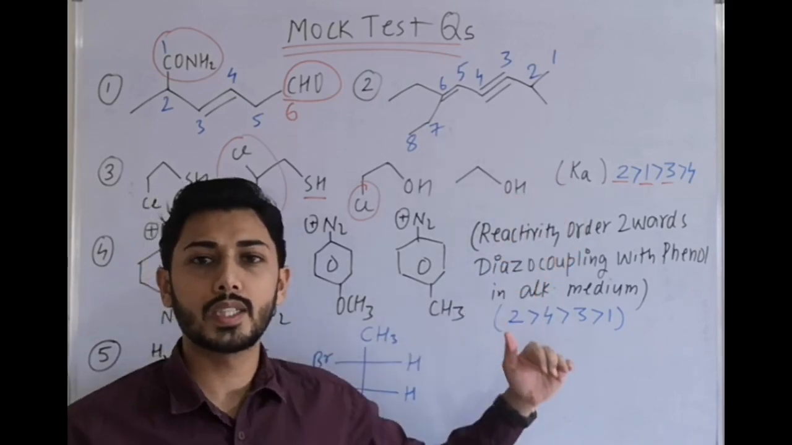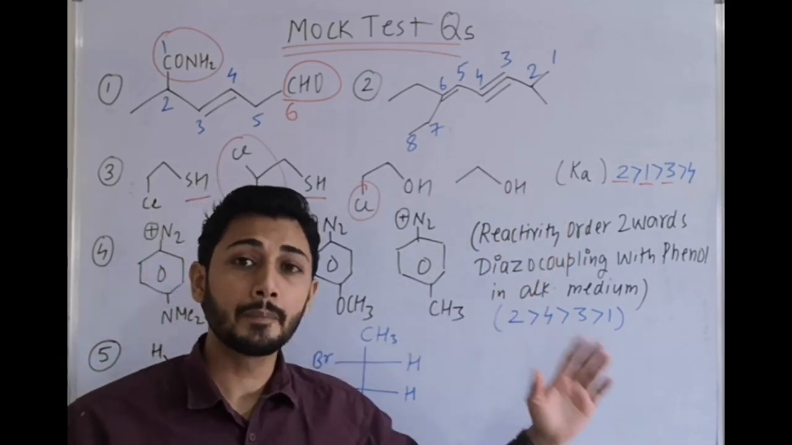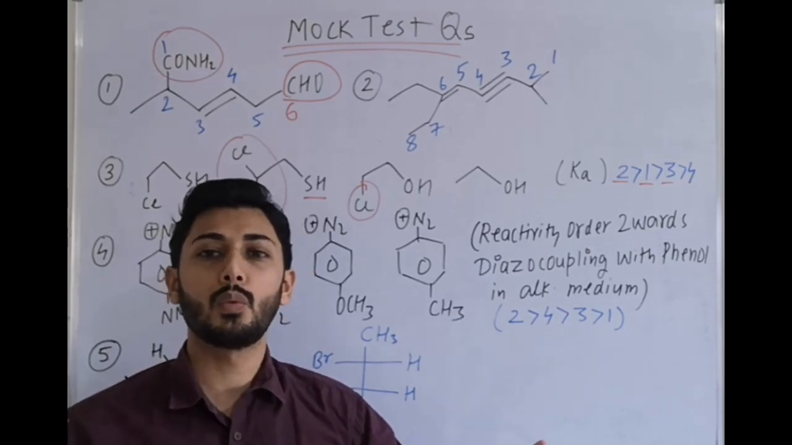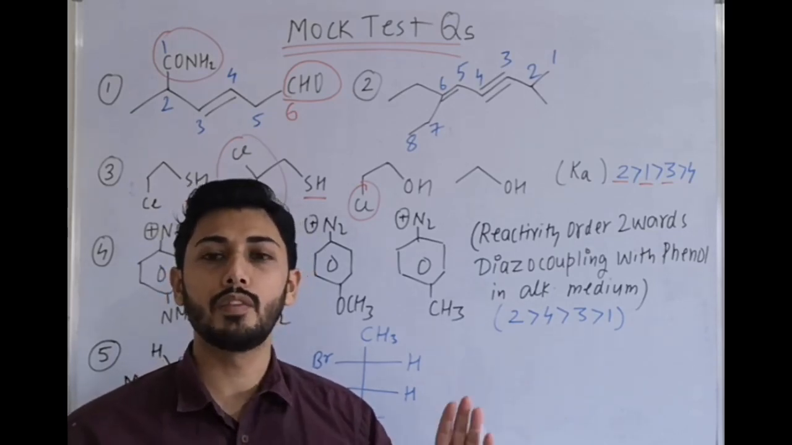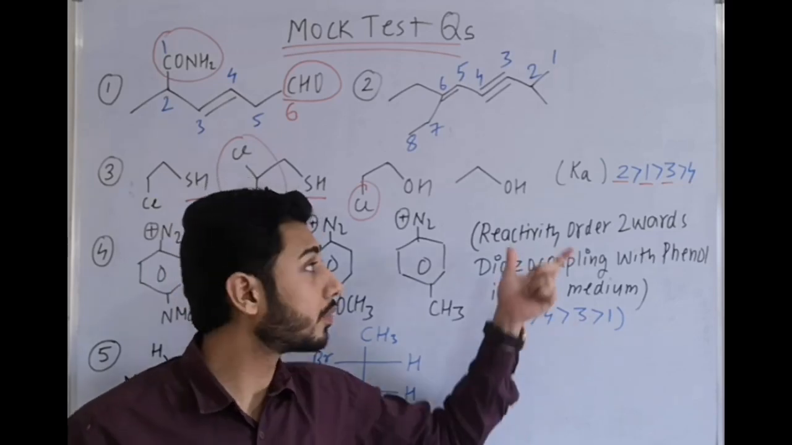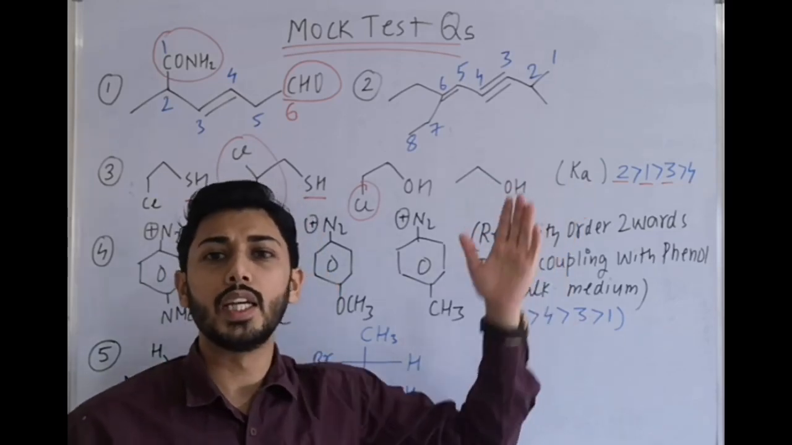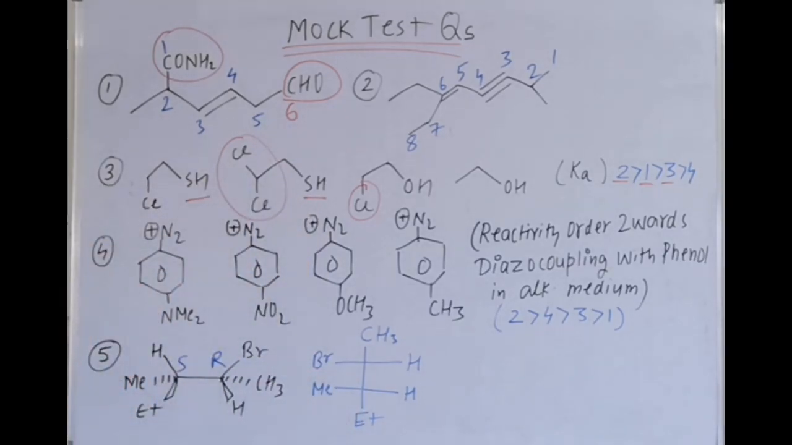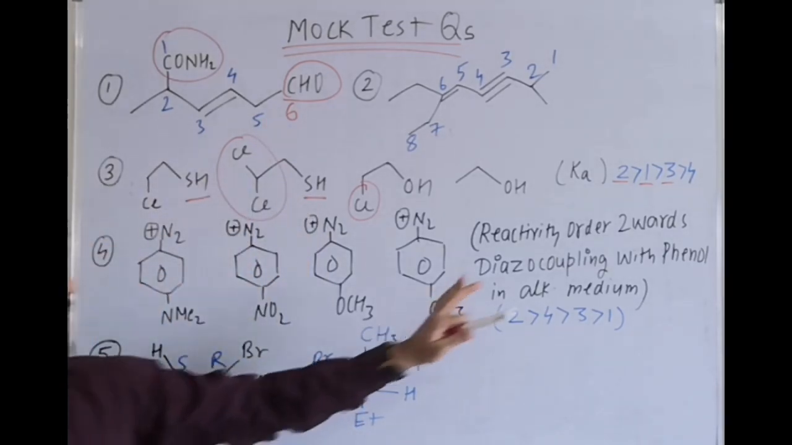So OH is less acidic than SH, we have used this point. And the second point we have used to compare among SH groups, that where there is more withdrawing group, it will be more acidic. So this is from which concept? In GOC, it is covered in the part of acidic strength. Then the fourth question is about the diazo coupling reaction.